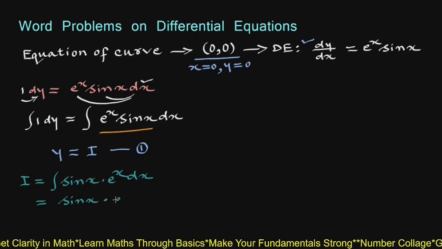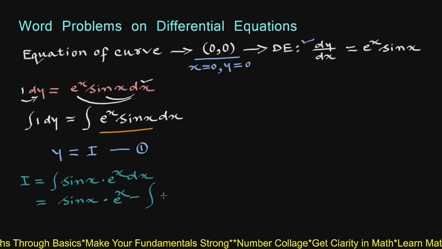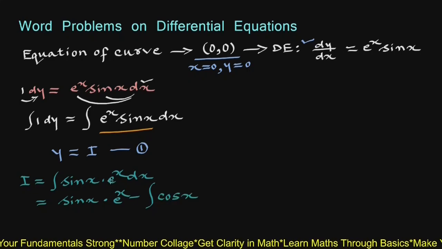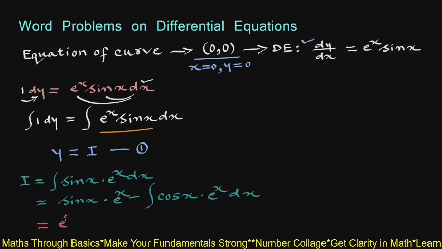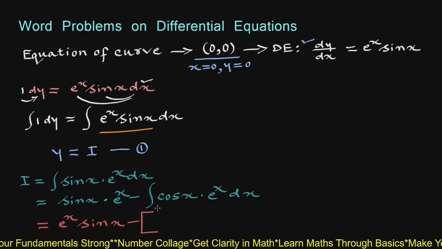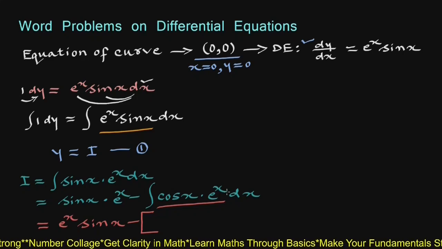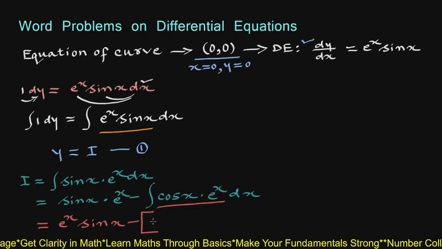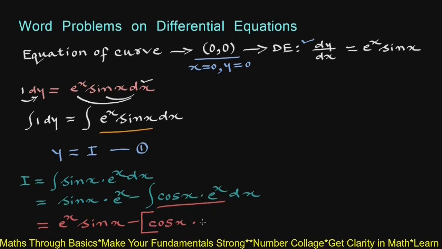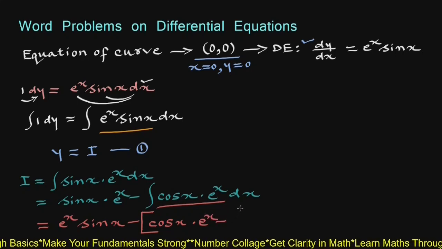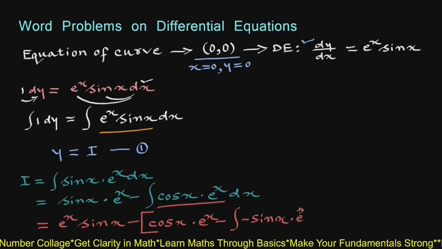Integral of e raised to x is e raised to x, minus integral of derivative of first. Derivative of sin x is cos x, into integral of second, integral of e raised to x is e raised to x, dx, equals e raised to x sin x minus, and here also there is a product of two functions, so this integral also we have to solve by the method of integration by parts. So again, first function cos x into integration of second, integration of e raised to x, minus integral of derivative of cos x, minus sin x, into integration of e raised to x.